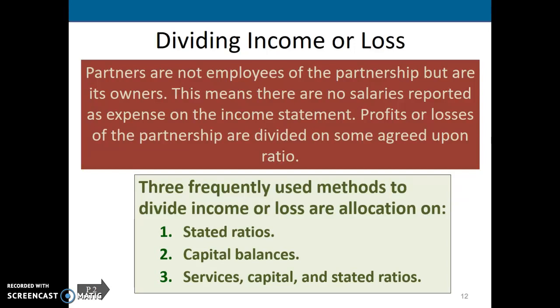The other one is we could have a combination. We might be looking at how much service a partner does for the company, how much capital they have, and how much the stated ratio is going to be. So we're going to look at all of those.